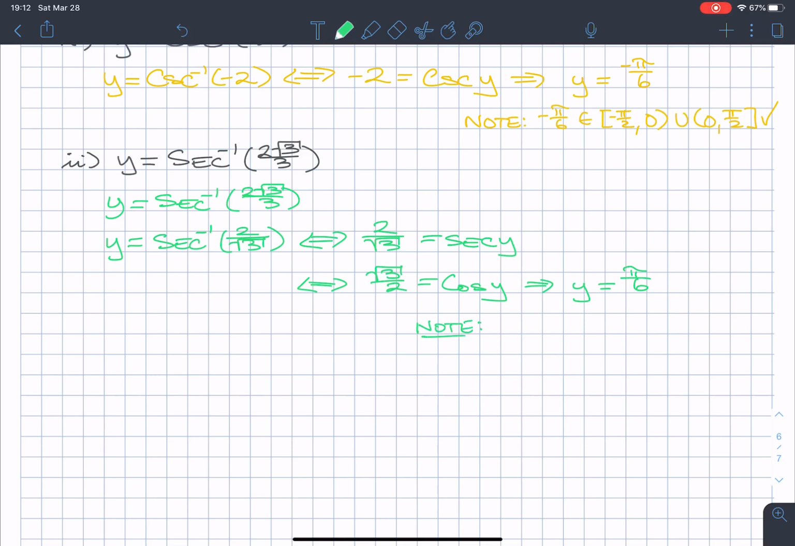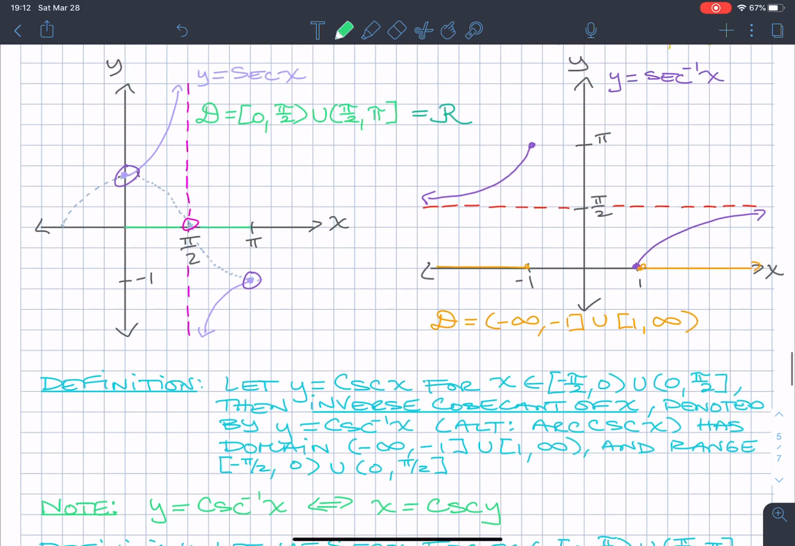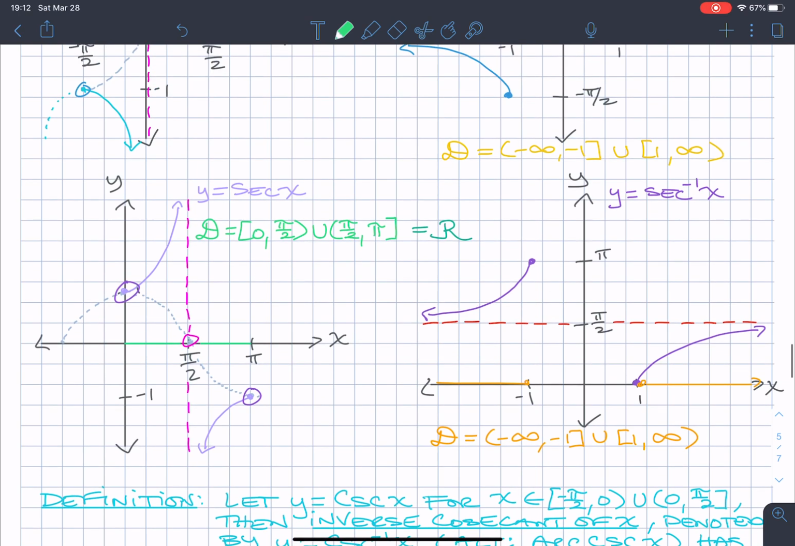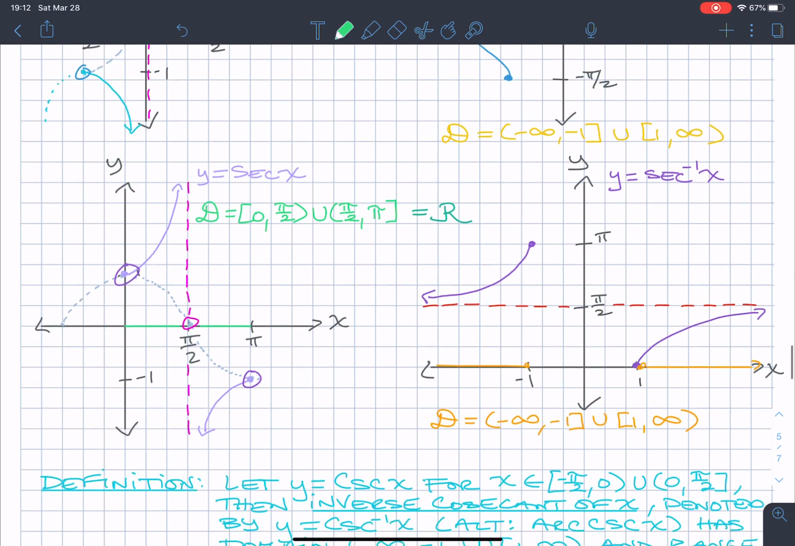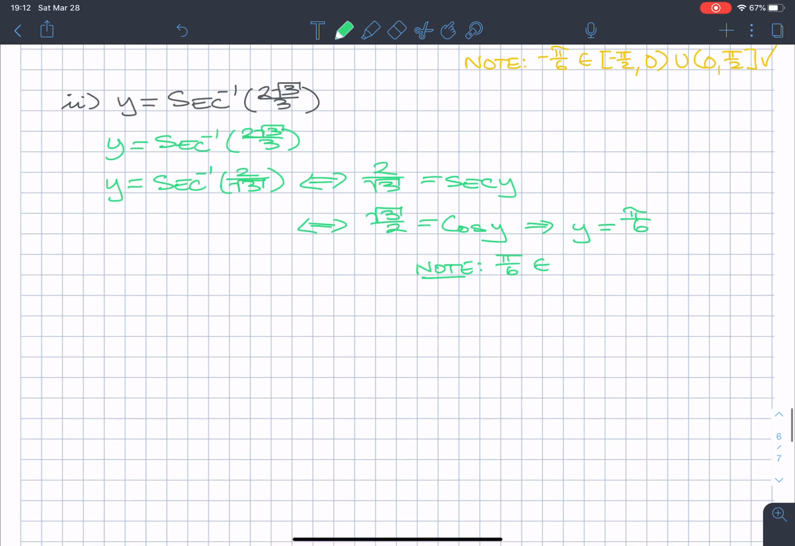Okay, let's also note, is pi over 6 in the allowable interval for secant inverse? Well, let's see. Secant is invertible between 0 and pi, excluding pi over 2. Okay, so between 0 and pi, excluding pi over 2. Check mark.